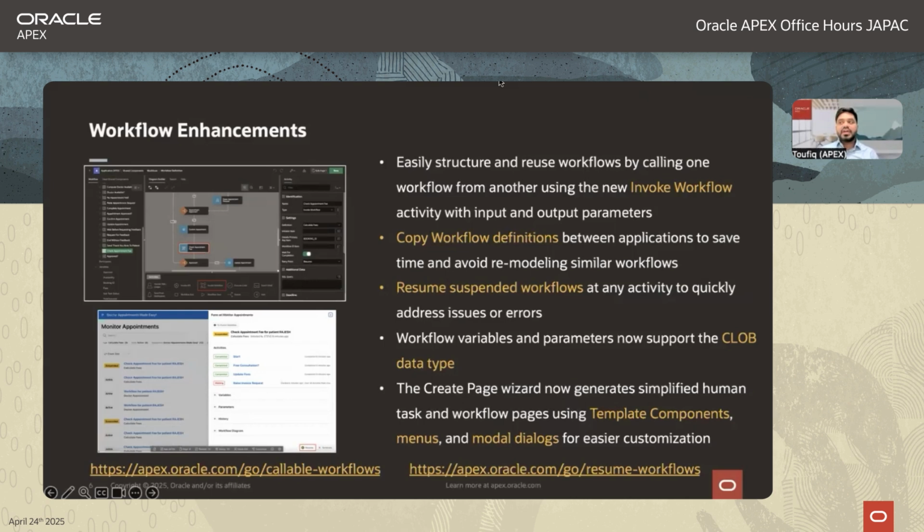This particular feature improves the reusability of your workflow so that you don't have to repeat your activities in every workflow. Right? It's common workflow steps. You can create that as a single workflow and then invoke it across different workflows using invoke workflow activity. So an invoke workflow activity has input as well as output parameters.